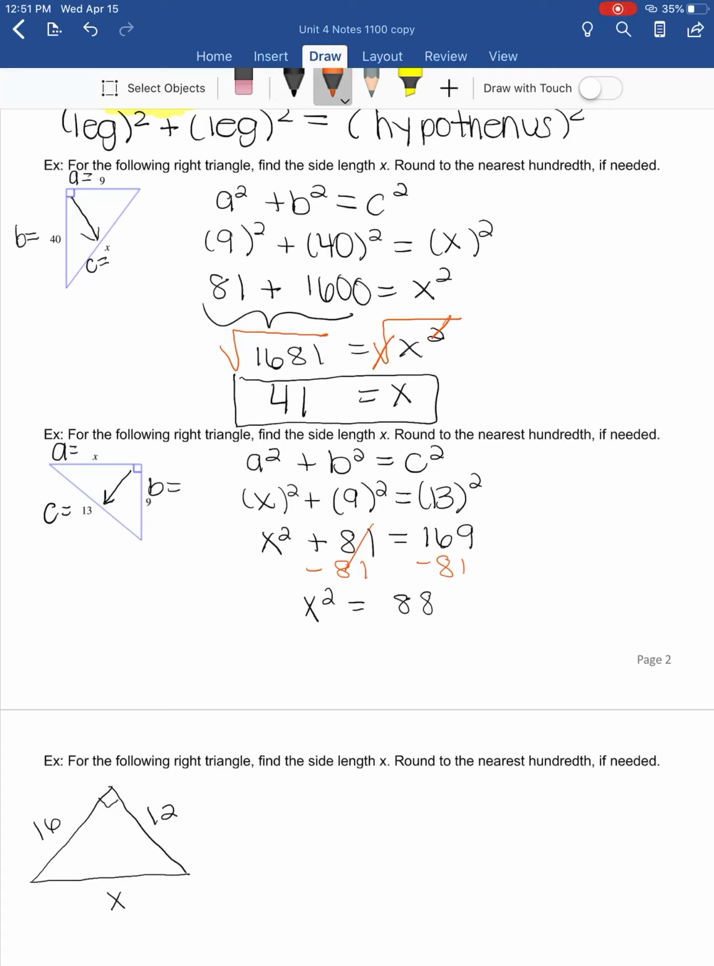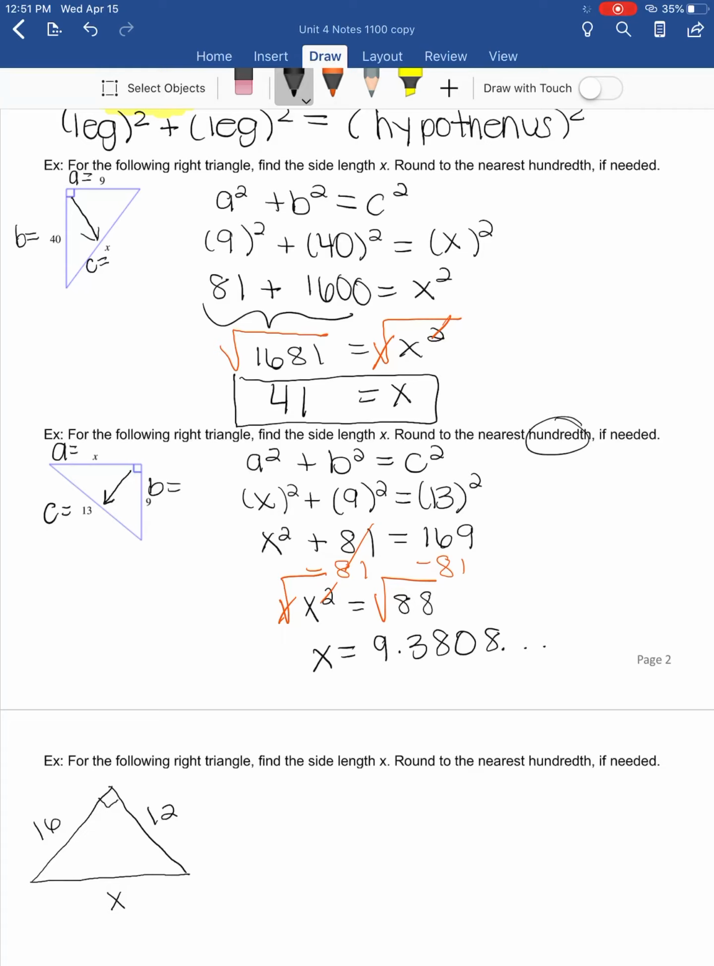And now getting rid of that squared, we said the opposite of squared is square root. So we're going to take the square root of both sides. That way the square and the square root cancel each other out. We're left with X equals, in our calculator, the square root of 88 will give us 9.3808, and so on. It tells us to round to the nearest hundredth.